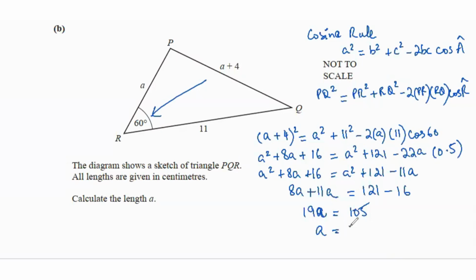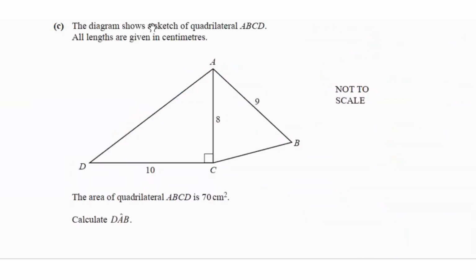So A would be 5 divided by 19, which equals 5.53 centimeters. Part C says the diagram shows a sketch of a quadrilateral ABCD. All lengths are given in centimeters. The area of the quadrilateral is 70 centimeters square. Calculate DAB.